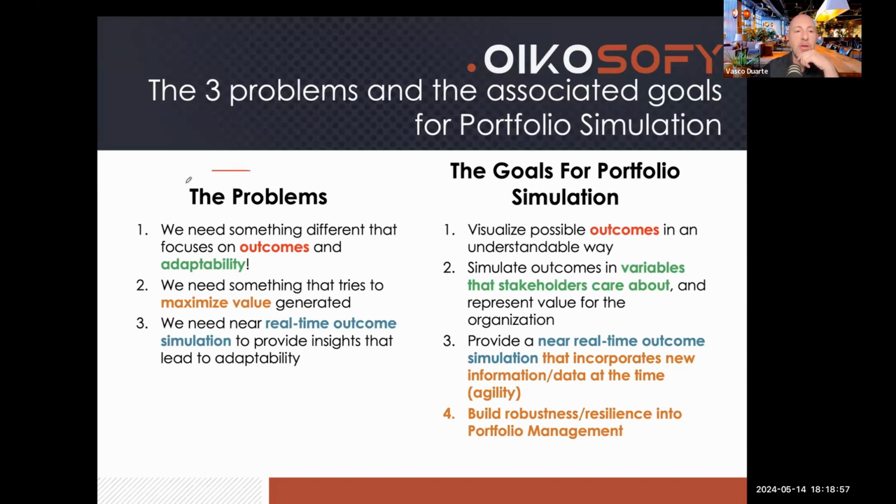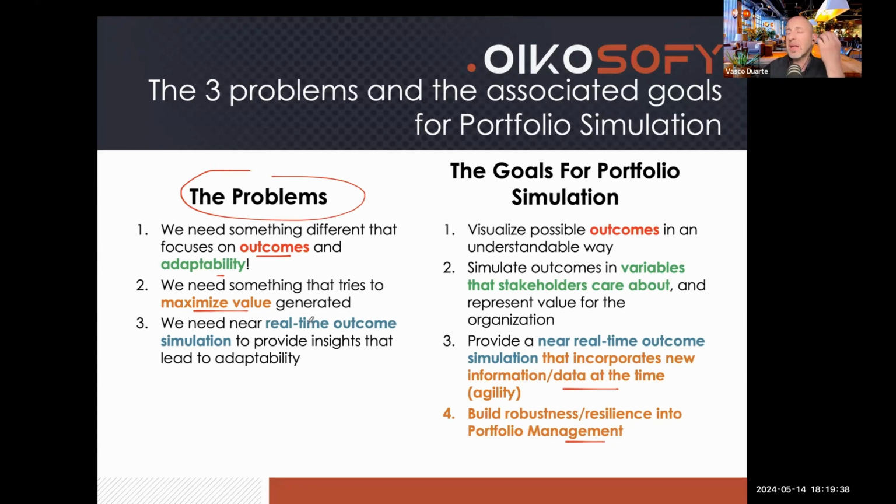So we have the problems here, and I want to call your attention to the characteristics that I have for each of the problems. We need something different than project management and traditional portfolio management that focuses on outcomes and adaptability. And you will see the colors here, they are replicated here. And we need something that tries to maximize the value. That's another aspect that we need to focus on, and we have those characteristics here on the goals. And then we need near real-time outcome simulation so that we can gather the insights that allow us to execute on that promise of adaptability.